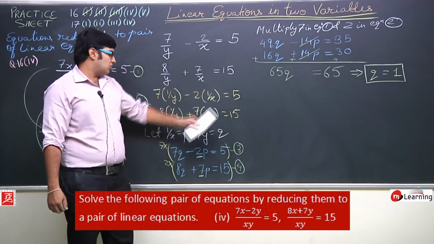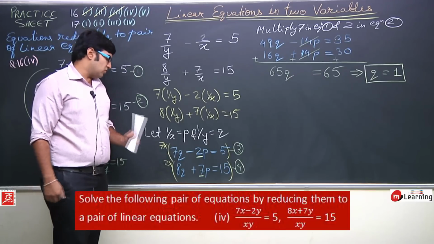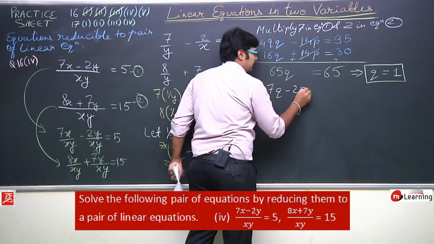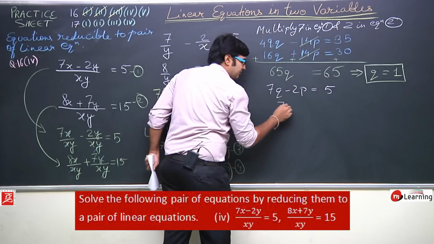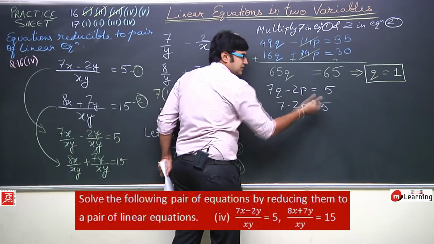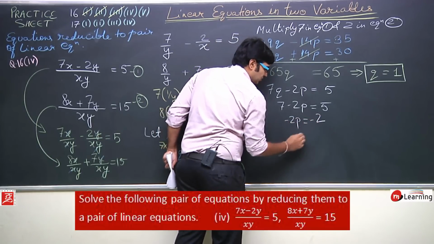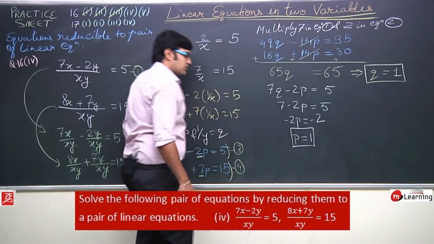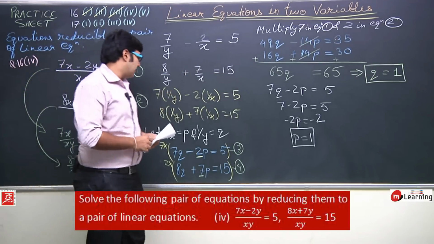Now can we calculate the value of p? Yes, you can use any of the equations. Let us use the first equation, the third equation: 7q minus 2p equals 5. In place of q, let us substitute 1. So you will get 7 minus 2p equals 5. And you can transfer this 7 to the RHS. You will get minus 2p equals minus 2, which implies the value of p equals 1. The value of p finally you will get as 1. The value of p is 1, the value of q is 1.